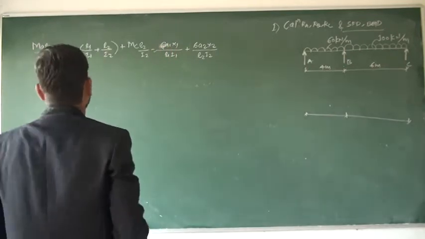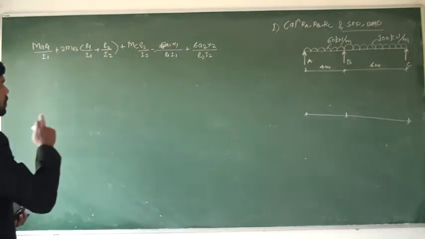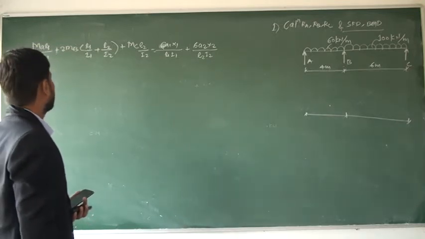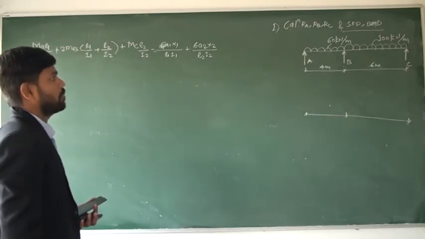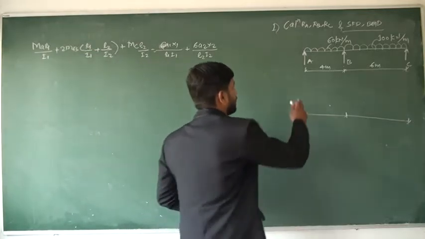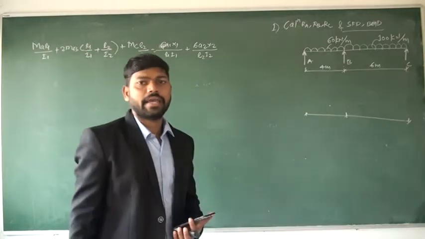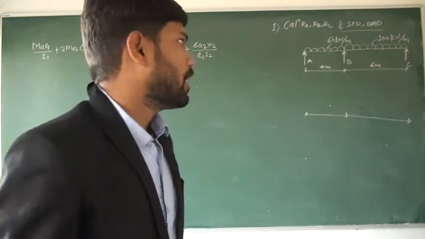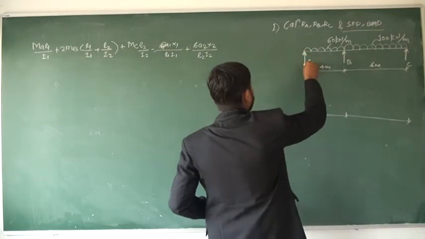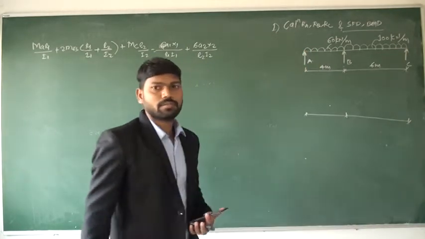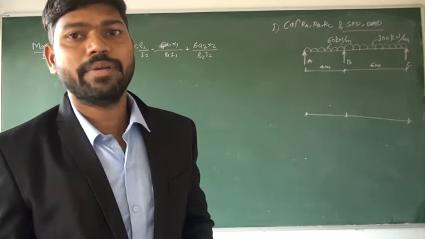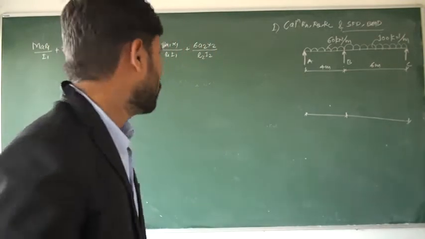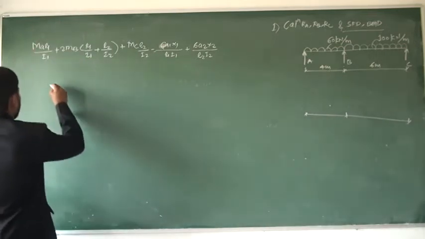First of all, we will find out each and every term in this three moment theorem. So let us start with MA and MC, the support moment at A and the support moment at C. Again A and C both are simple supports, meaning either a hinge or a roller, as we have seen, with only one vertical reaction. So definitely the support moment at A and C will be 0. So MA and MC will be equal to 0.